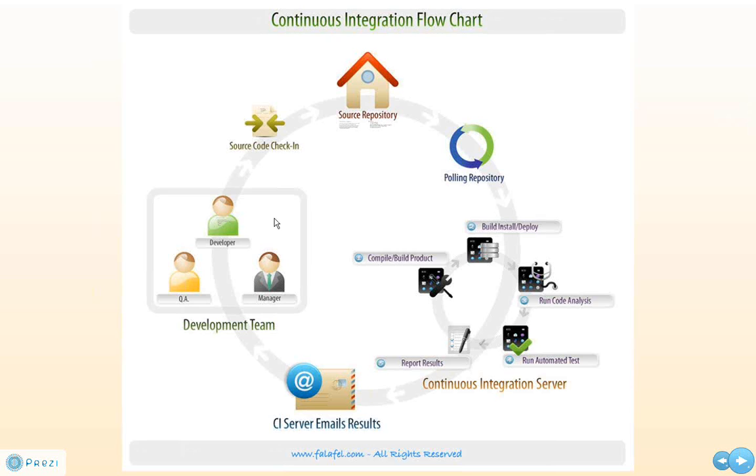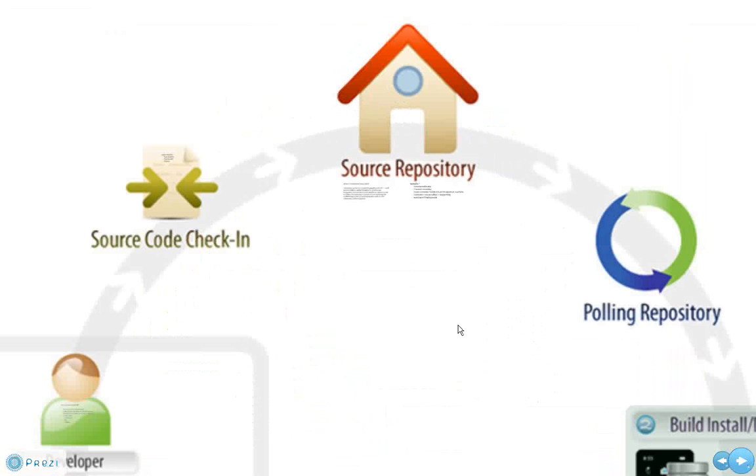This presentation is completely designed in Prezi, and this is the flowchart of our presentation, which shows you how continuous integration flows. It has a development team, source code check-in, source code repository, polling, continuous integration server, and emailing results. We're going to drill down into each of them one by one. Just to start with, what is continuous integration?